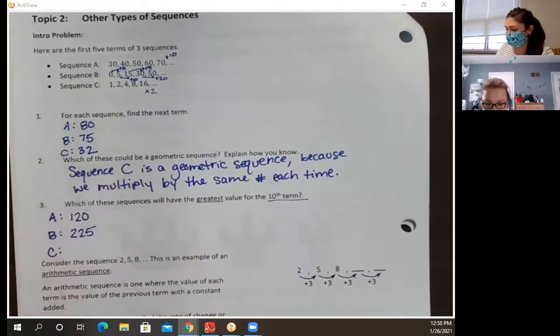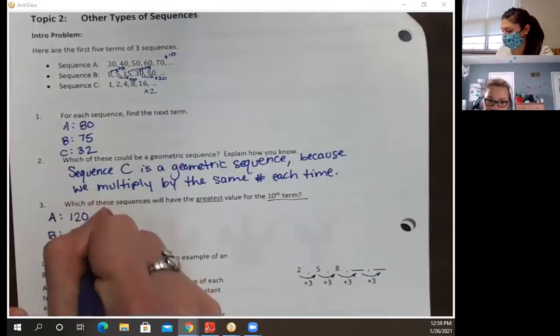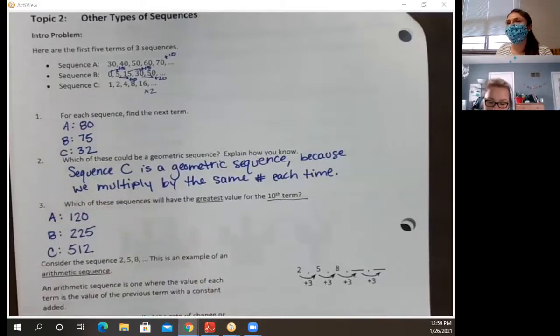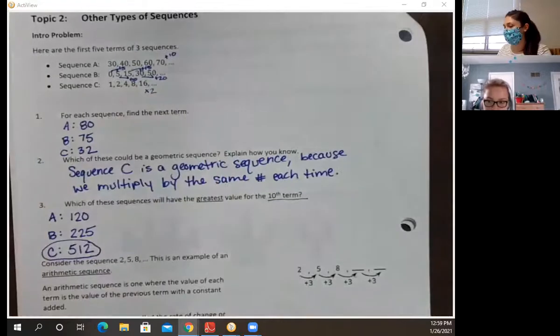225. And sequence C? That's almost the 9th term. 512, yeah. Which of these had our greatest value for that 10th term? Sequence C. Yeah, that multiplication, even though it started out small, grows pretty quickly.